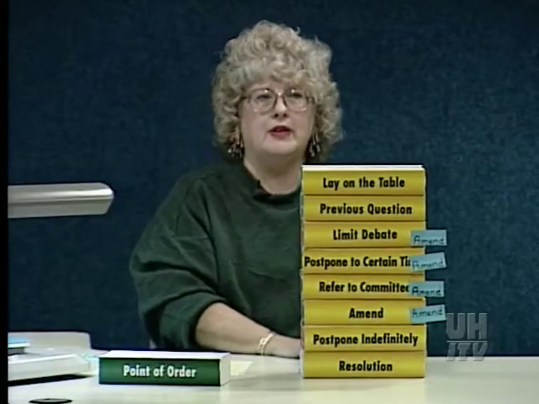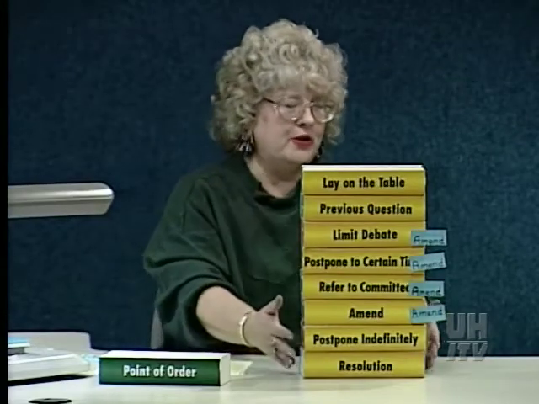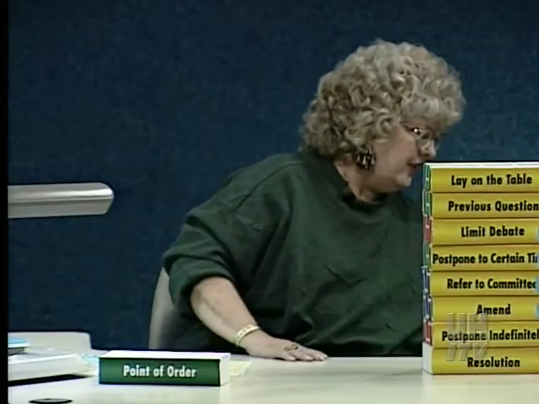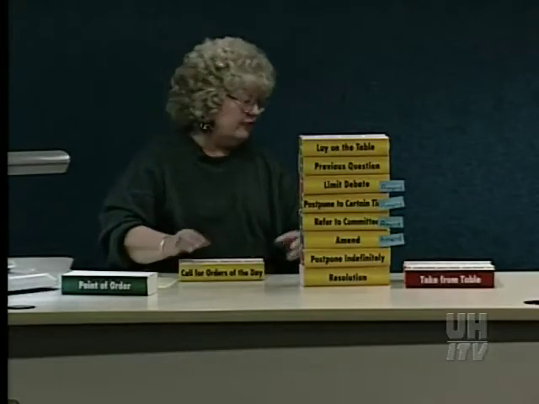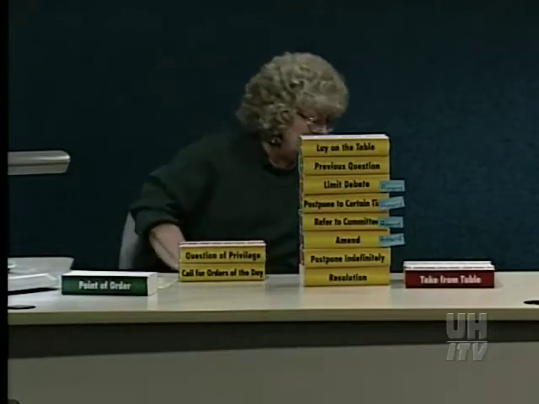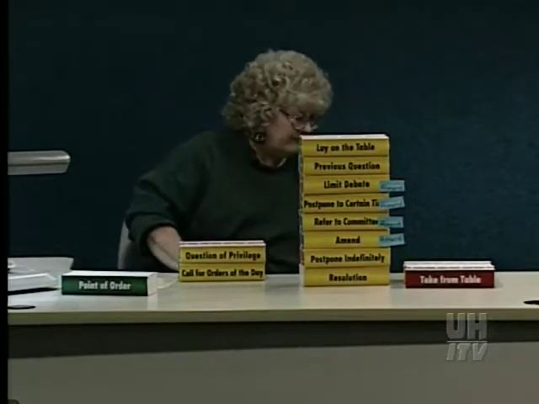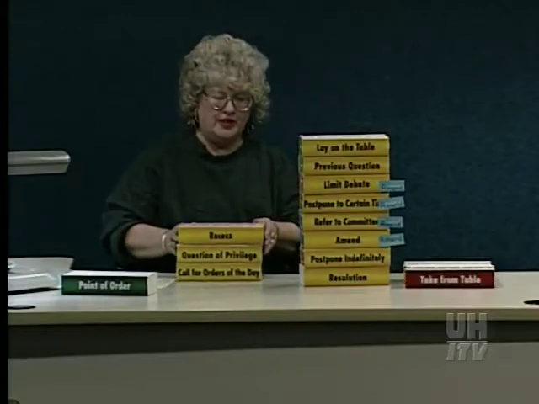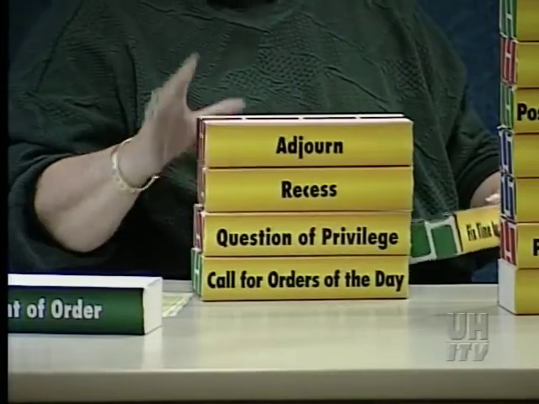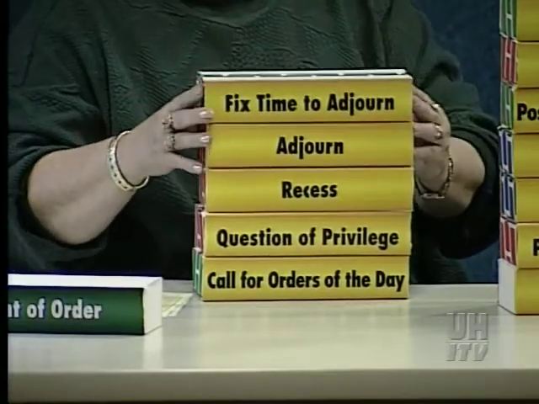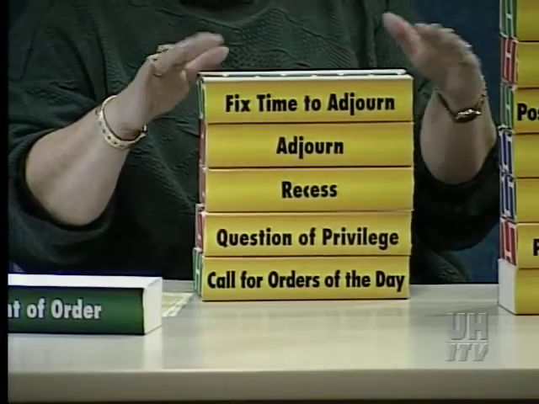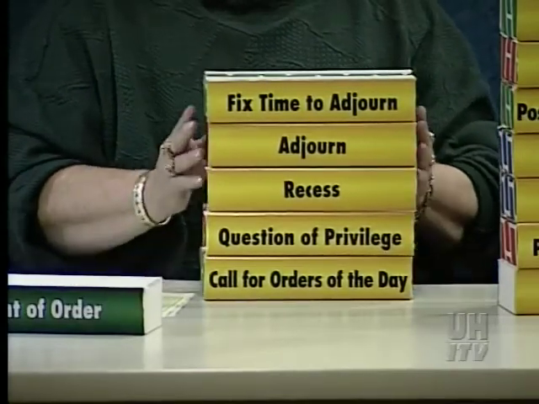Okay, now we haven't talked about the privileged motions yet. There are 5 privileged motions. I'm going to have to move this over so I can see you before we get through. The 5 privileged motions are call for the orders of the day, raise a question of privilege, recess, we're going to come back and talk about each one, adjourn, and fix the time. The full title of this one is Fix the Time to Which to Adjourn. But we couldn't get that on this block in large enough ink for you to see it at home.